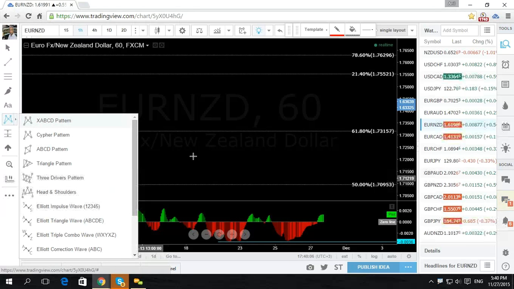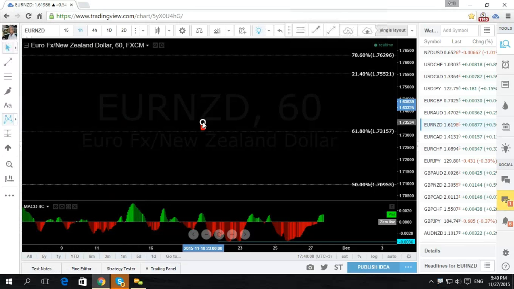They all have the 1, 2, 3 correction in them. That means you're going to have a 1, 2, 3 corrective structure. And as we all know, wave structures don't behave that way.